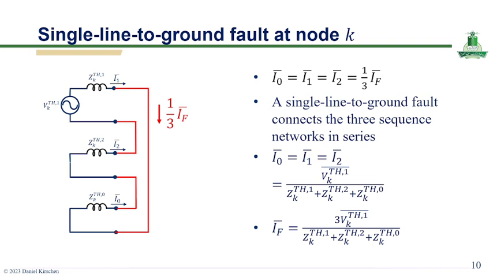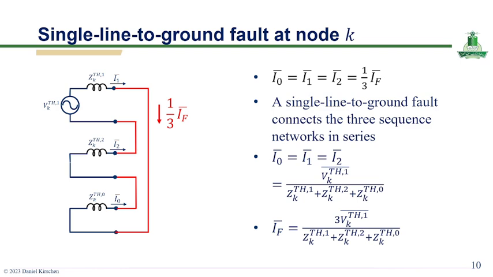Okay, this slide continues the analysis of a single line to ground fault at node K by illustrating the equivalent sequence network connections. Since it was previously shown that the zero, positive, and negative sequence currents are equal, each carrying 1/3 of the total fault current, the three sequence networks must be connected in series.